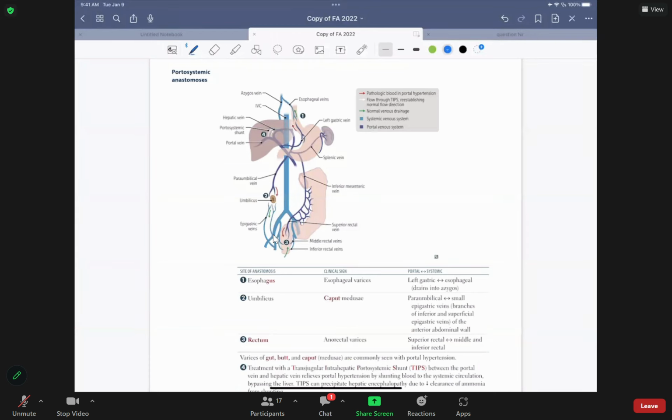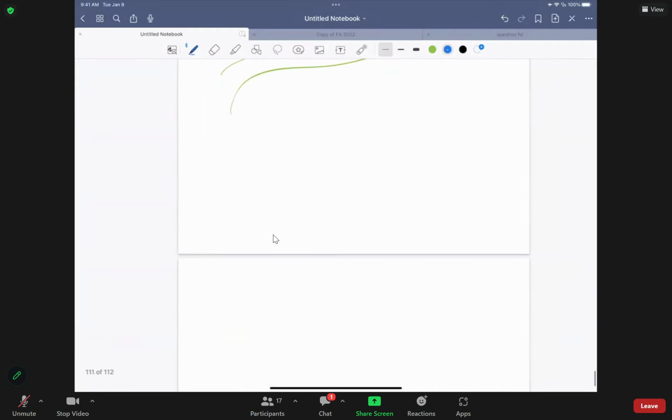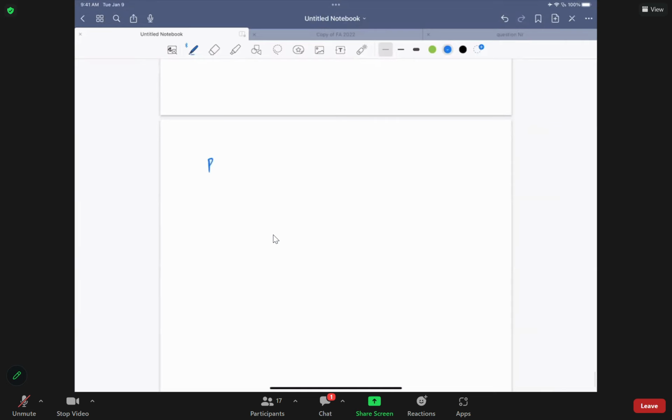Now, when it comes to circulations, there is the portal system, the portal vein, and there's the systemic vein. Now, the word that comes up is anastomosis. Anastomosis means there is a connection between vein to vein or artery to artery. That's called anastomosis. There's a communication between two different veins or two different arteries. Then we call it anastomosis, completely normal physiology.